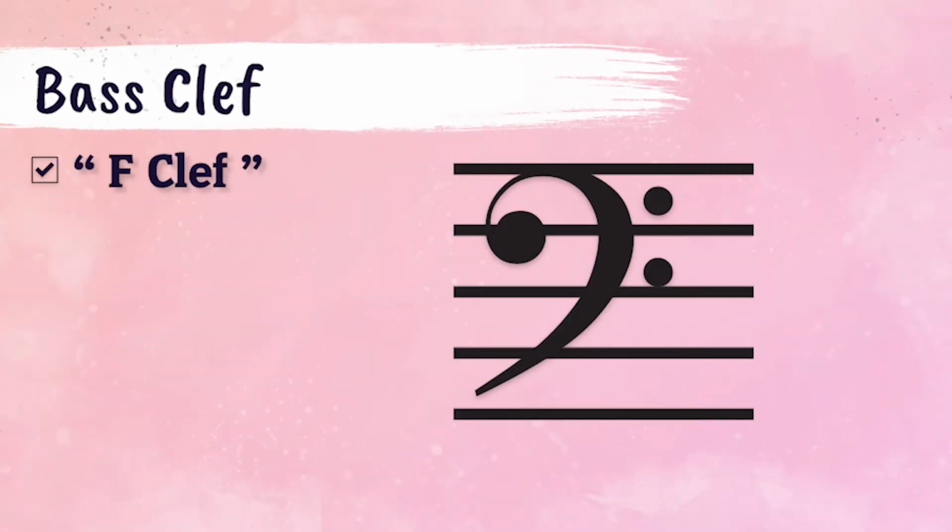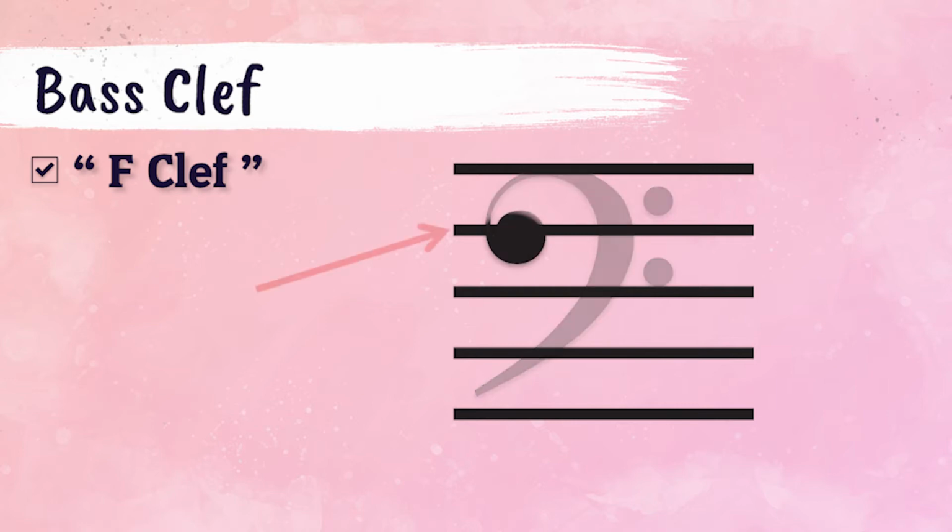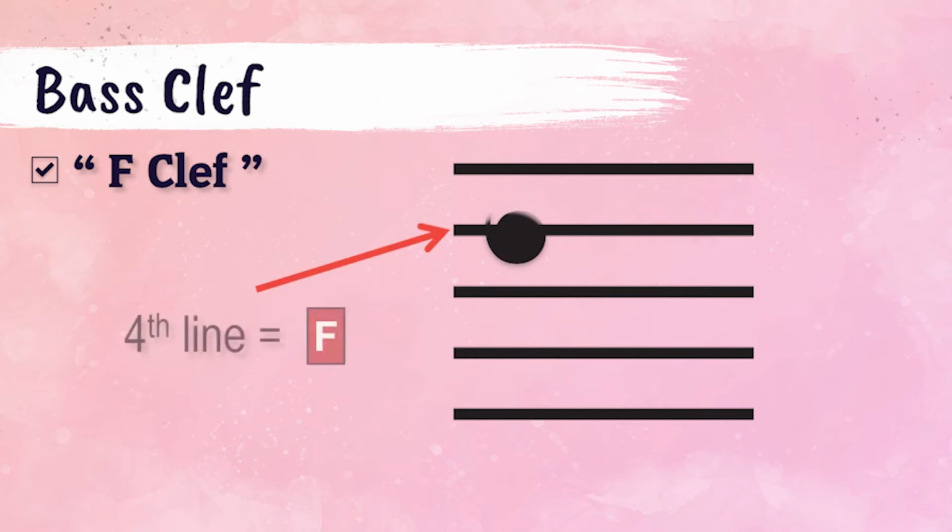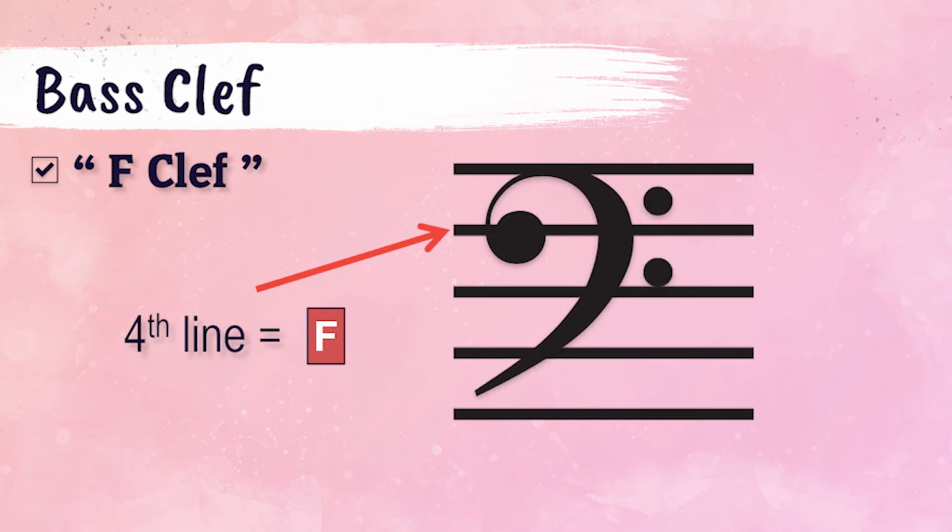Bass clef is also called F clef because when you draw it, the starting point is on the 4th line, which is F. If you notice the 2 dots which look like a colon, the 2 dots have the F line in between them.